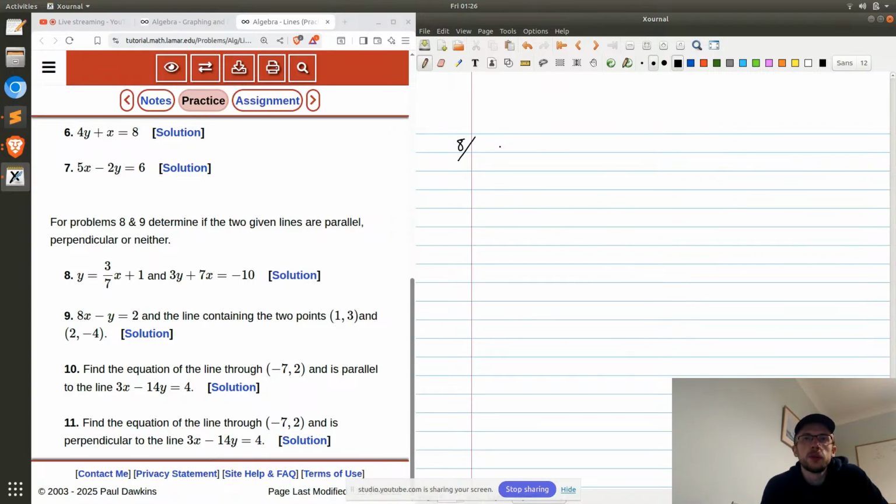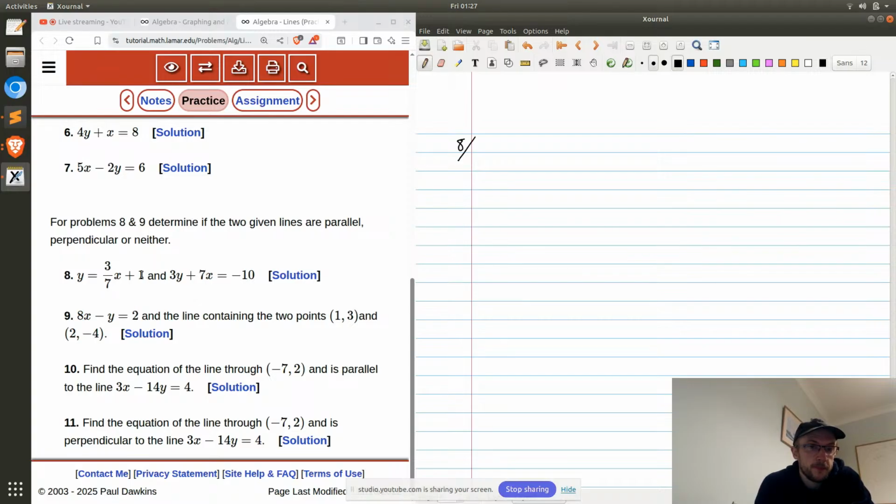For example, say I have a line with a slope of 5, then a line with a slope of -1/5 would be perpendicular to it. And say I have a line with a slope of 5/7, then a line with a slope of -7/5 would be perpendicular to it.